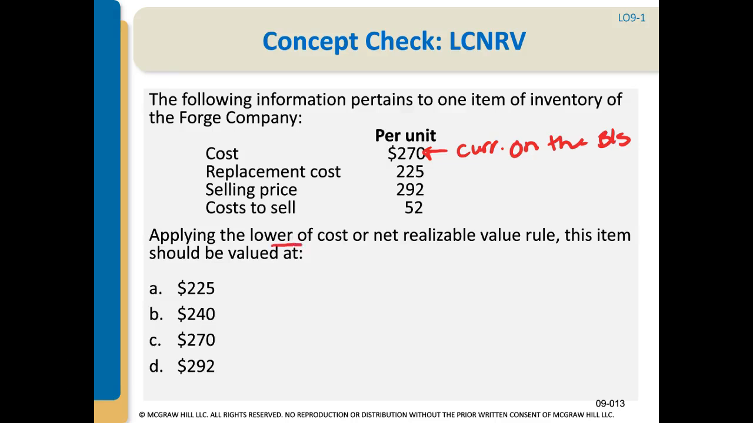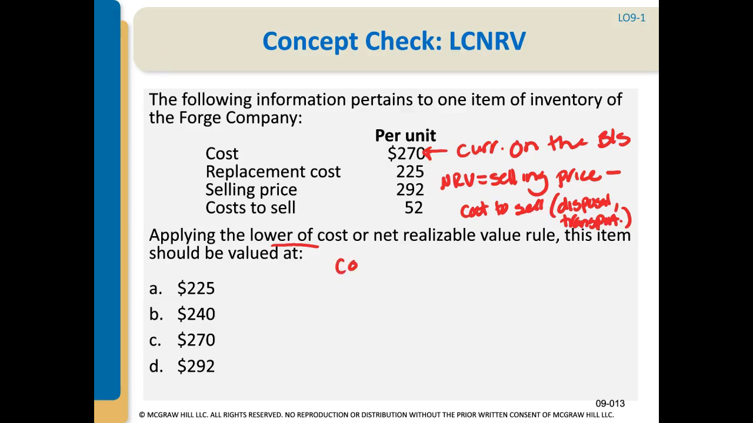it tells us to look at the lower of cost or net realizable value. So the net realizable value is going to be your selling price, what you think you can sell the inventory for, minus any cost to sell, any cost to get it ready to sell, whether it's a disposal cost or a transportation cost. It could be different costs to get it in a state that we can actually sell that inventory.